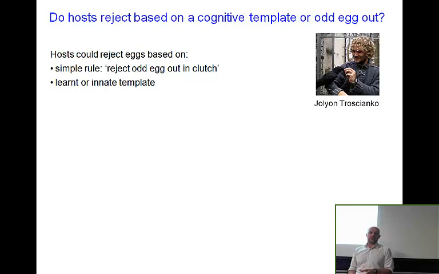The alternative is that the hosts actually know what their own eggs look like. They have some kind of learnt or an innate or an inherited template of their own egg appearance, and they reject any eggs that deviate from this template, regardless of the frequency of those eggs in the nest.